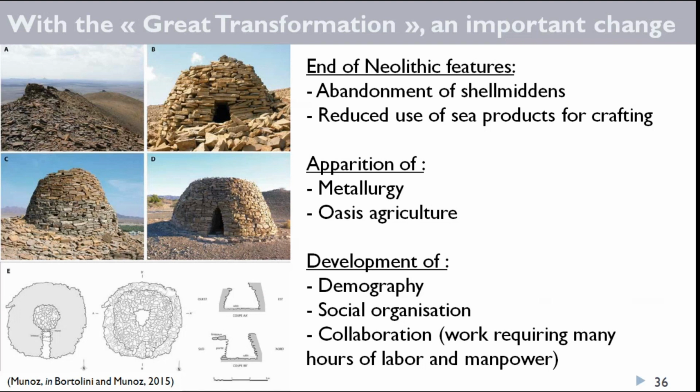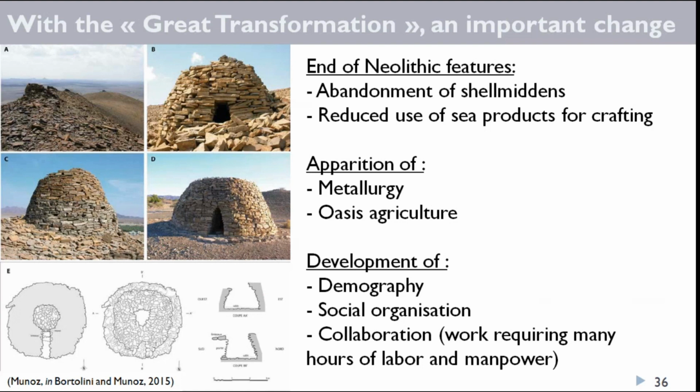So the end of the Neolithic signifies the end of very characteristic features like the shell midden, and the end of the utilization of sea products for crafting. On the opposite, during this new period, we can see the appearance of two kinds of technology, the metallurgy, which appears on the sites, and especially about the hooks. The hooks were made from mother of pearl in the Neolithic, and in the Aphid period, they are made from copper.